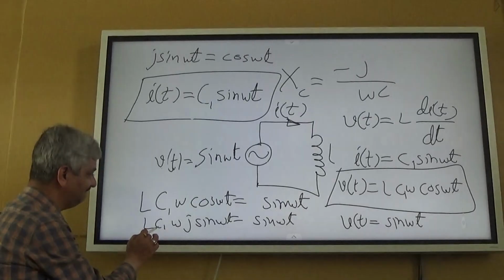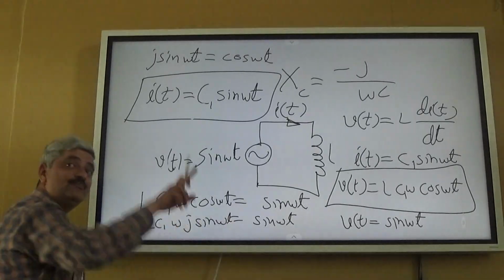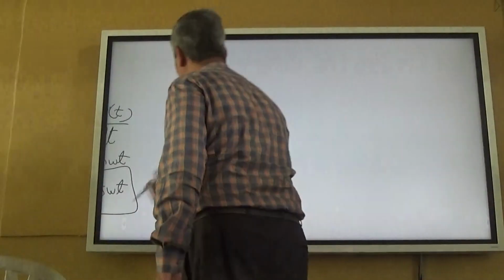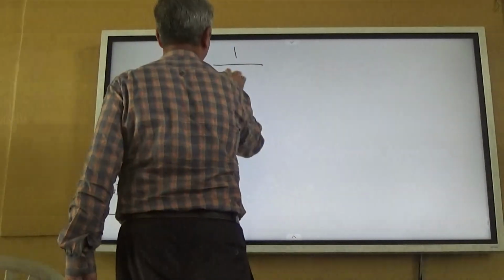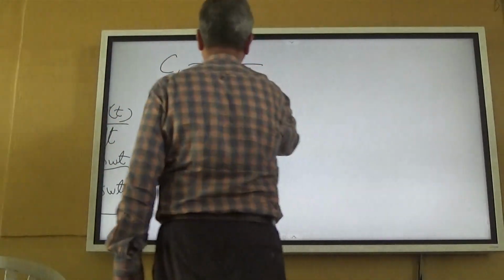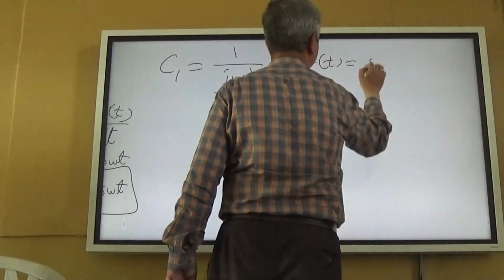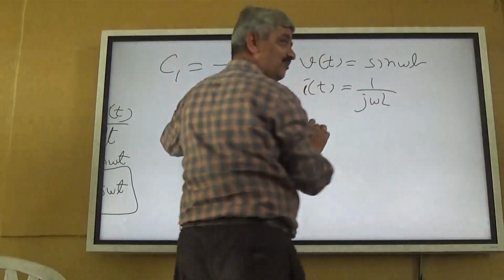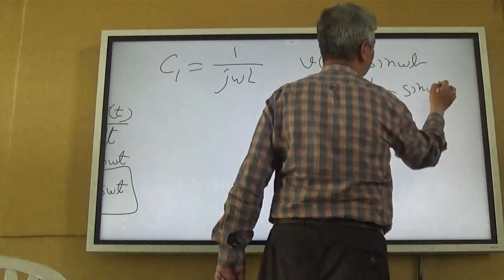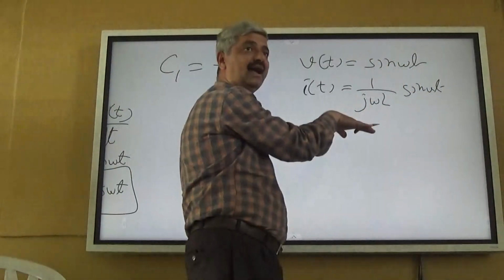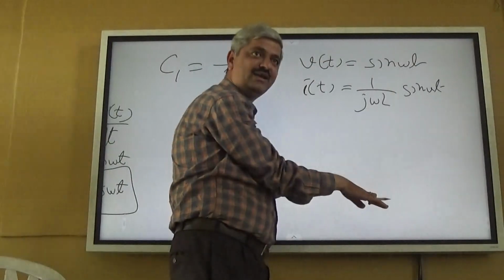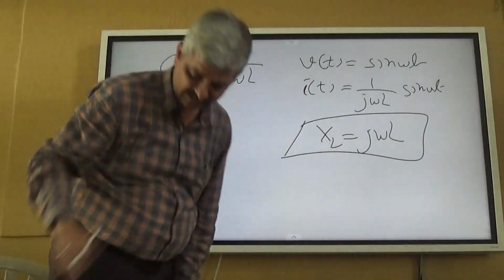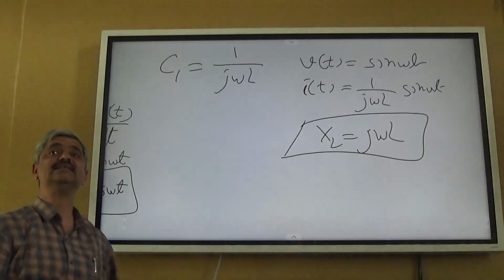What is c1? c1 is 1 upon j omega L, right? So c1 is 1 upon j omega L. What is V? So vt is sin omega t, and the current is 1 upon j omega L times sin omega t. So what is XL? V by I. So XL is j omega L. Right? Inductive impedance is j omega L.